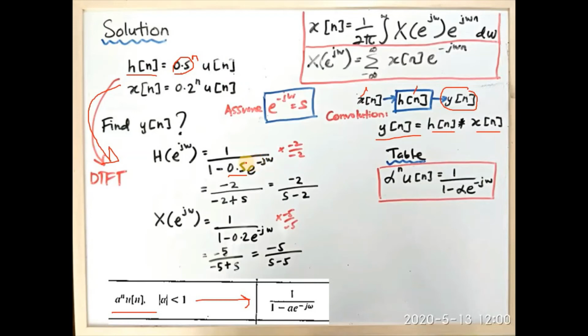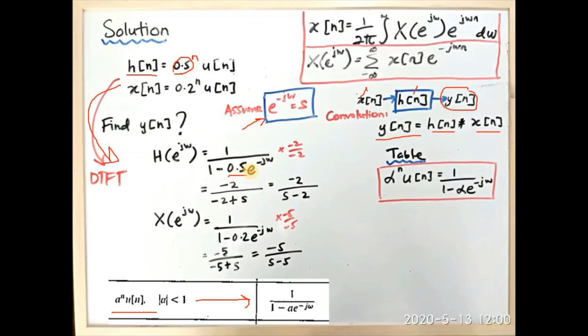For the Fourier transform, I normally try to work in terms of the Laplace variable, because it's much easier to compute later on. So assume that e^(-jω) is equivalent to s. Change everything to s, so that means 1 over 1 minus 0.5 s.